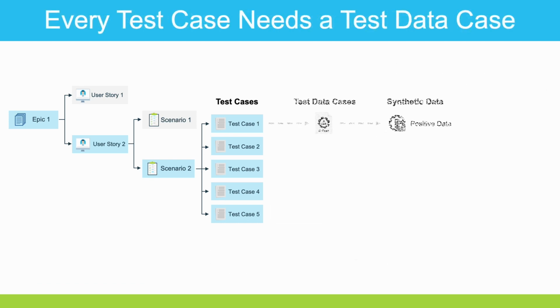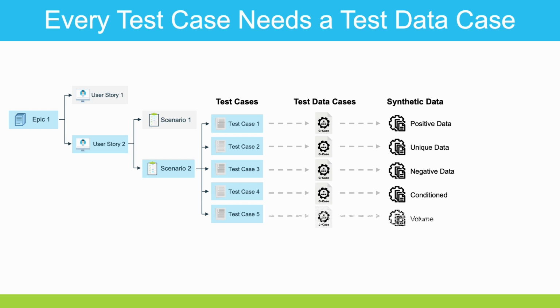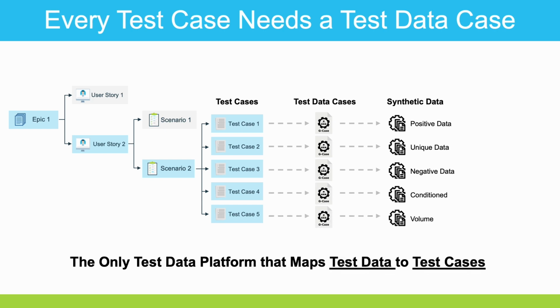The way to think about this, and you'll see this when we go to a live demo shortly, is that any test case needing data maps, in GenRocket terminology, to a test data case. We shorten that to G case. So any test case maps to a test data case.